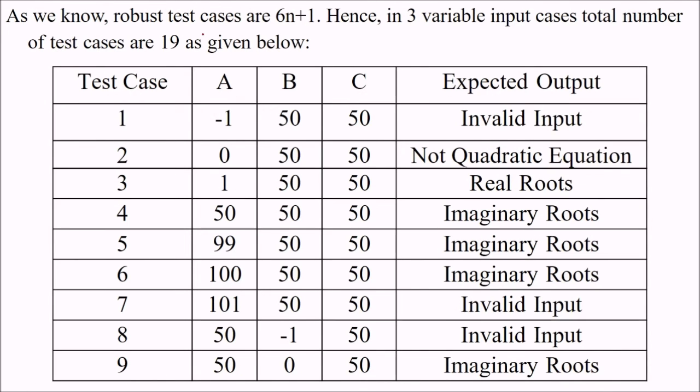And as we know, the robust test cases are how many? They are 6n plus 1.